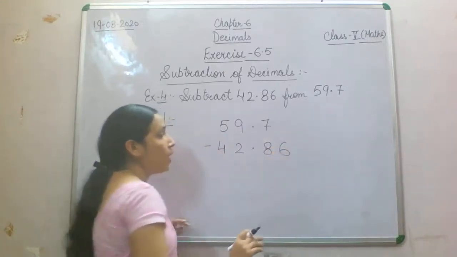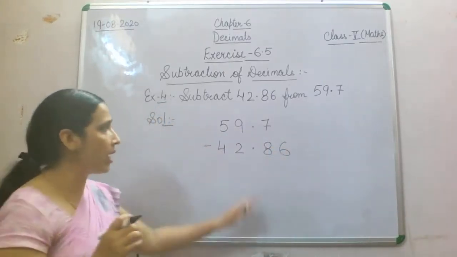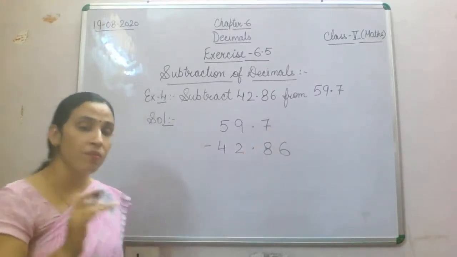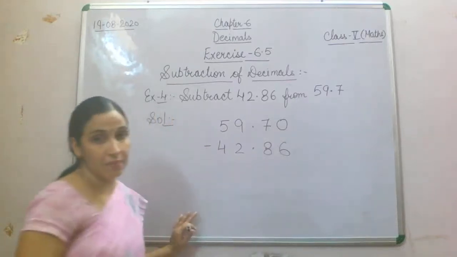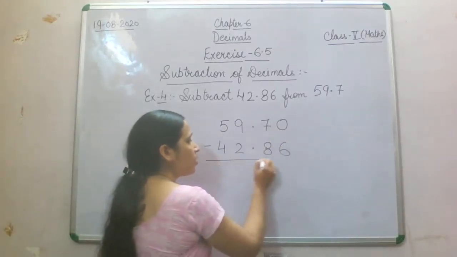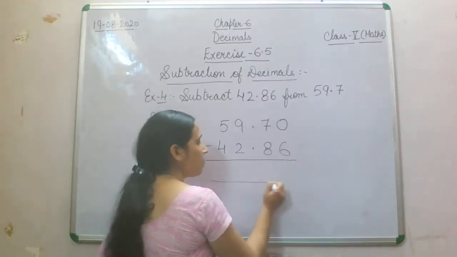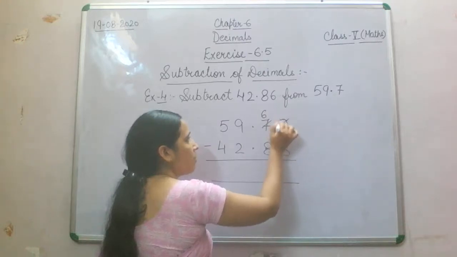42.86. Now what we understood yesterday is that if we do not have the same decimal places, we add 0 to make like decimal places. So here we have added 0. Now you can do the subtraction here. 7 will become 6 and this will become 10.